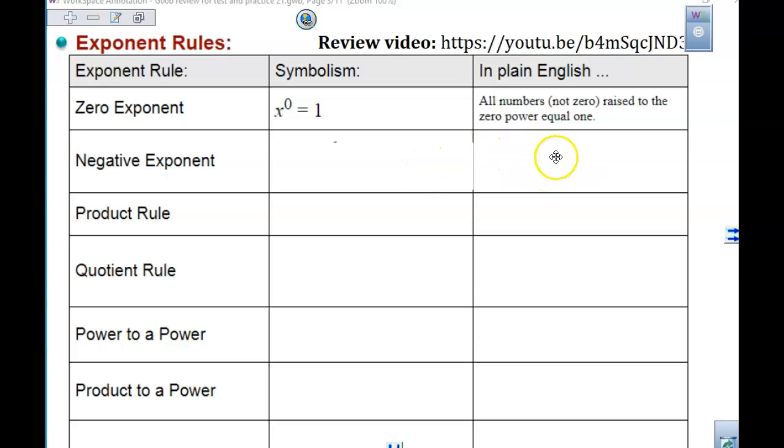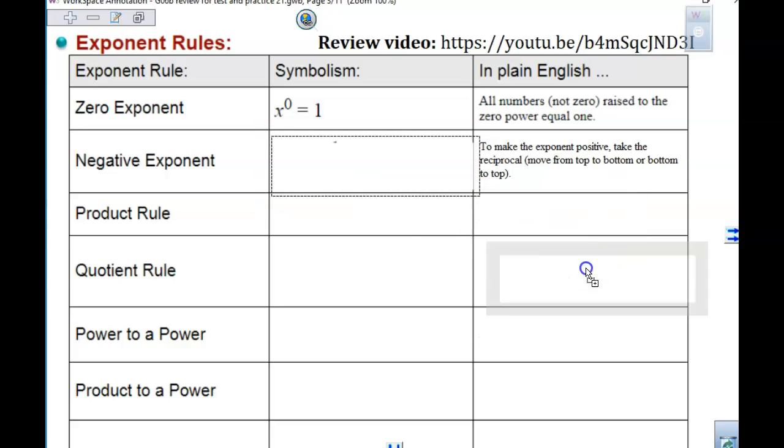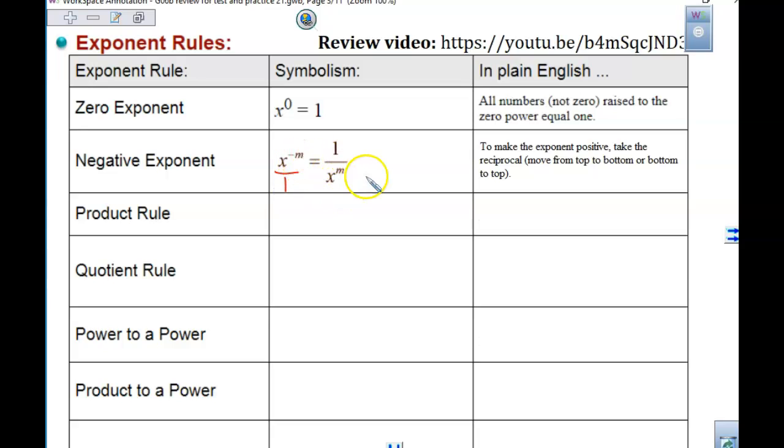Negative exponent. First thing, our goal is always to make the negative positive. So make the exponent positive. Take the reciprocal. Move the top to the bottom and bottom to the top. So when I take a look at that, what does it mean with symbols? It means that x to the negative m, because we're thinking of that being over 1, takes the reciprocal. But I need you to also write this one.